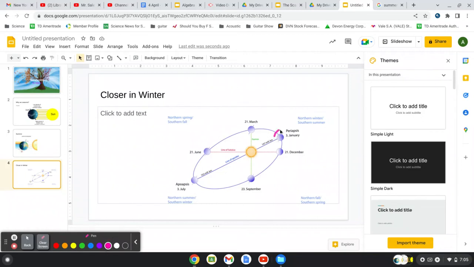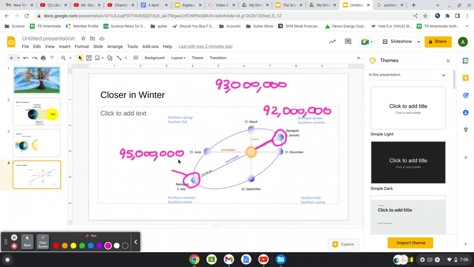So here we are in the winter. Notice we're closer. In general, we're about 93 million miles away from the sun. In winter, we could be about 92 million, right? But in summer, here's summer over here, we could be maybe 95 million. About. These are just averages.